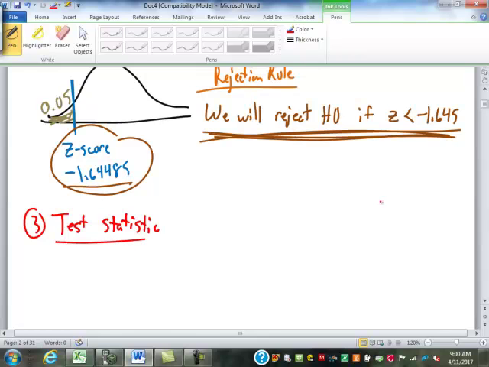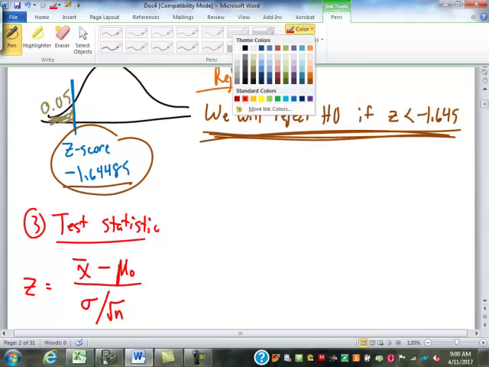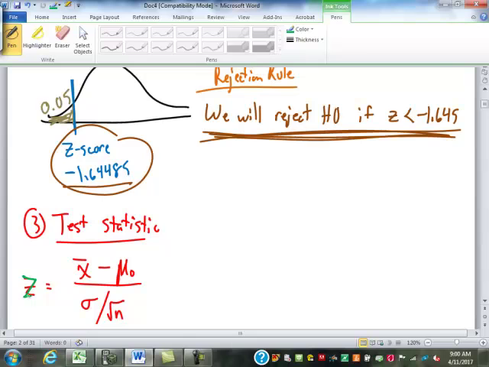So the test statistic here is going to be found off of the sample value, I should say, minus the hypothesized value, over that standard error. That standard error is the population standard deviation divided by the square root of n. Of course, that is Z, our test statistic. This is the Z test.